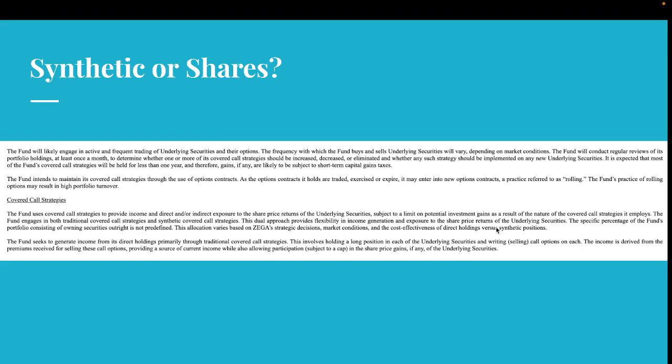So synthetic or shares is the next question, and they've already answered that. They said the fund will likely engage in an active and frequent trading of underlying securities and their options.